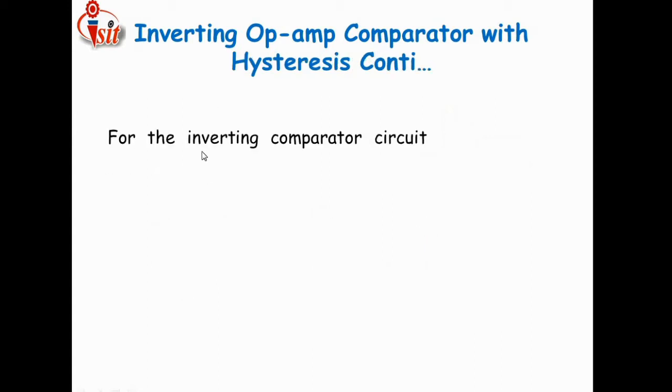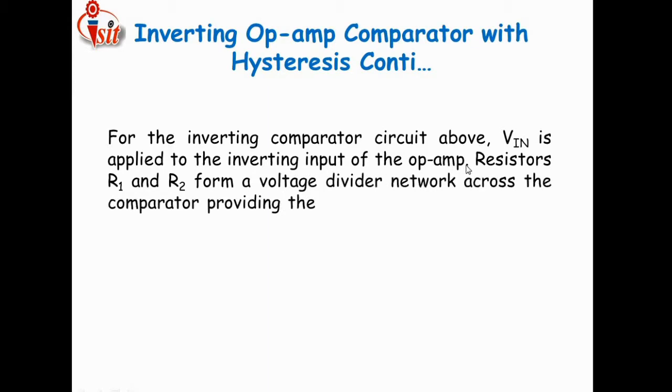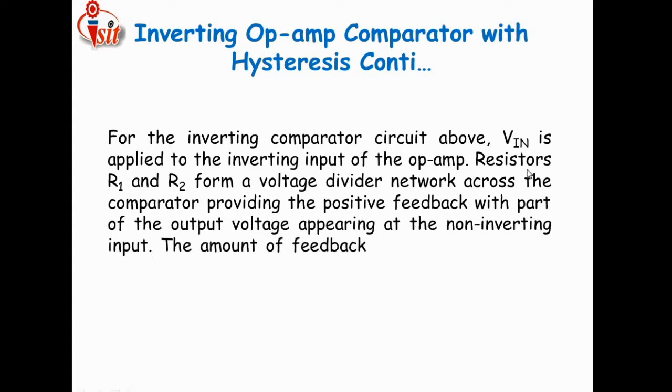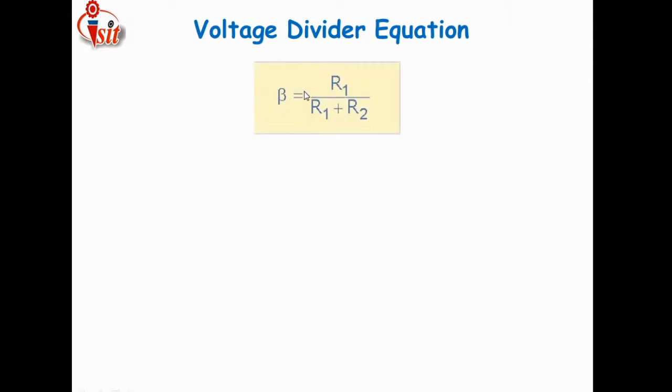Then along with this, for the inverting comparator circuit above, the input voltage Vin is applied to the inverting input of the op-amp. The resistors R1 and R2 form a voltage divider network across the comparator, which provides positive feedback with part of the output voltage appearing at the non-inverting input. The op-amp feedback is determined by the resistive ratio of the two resistors used, which is given by the formula beta = R1 / (R1 + R2).